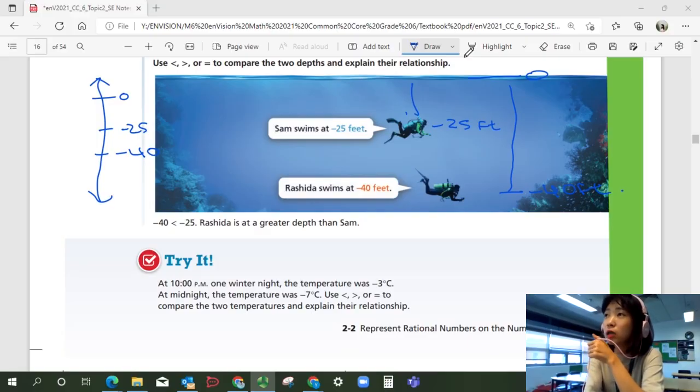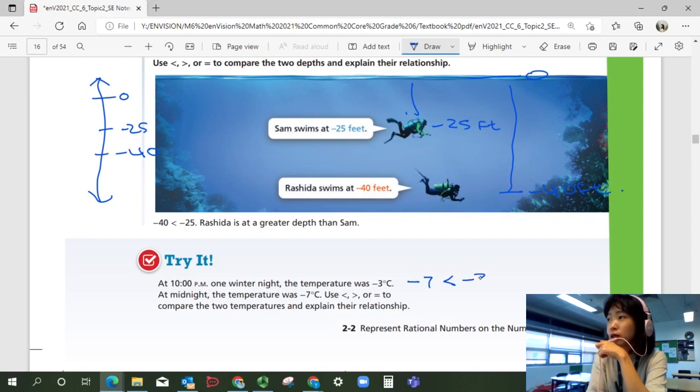We can say that on a number line or on a thermometer, negative 7 is below negative 3. So which one is less? Negative 7 is less. You're going to use the symbol. So negative 7 is less than negative 3. Negative 7 degrees Celsius is less than negative 3 degrees Celsius. And on your number line, it should look like this. You have a 0, then 1, 2, 3, negative 3 here, 4, 5, 6, 7, negative 7 here, right?